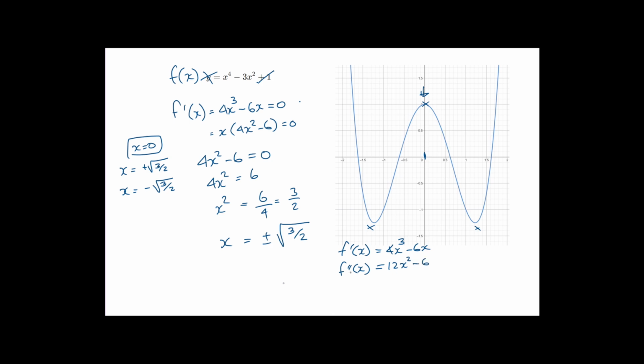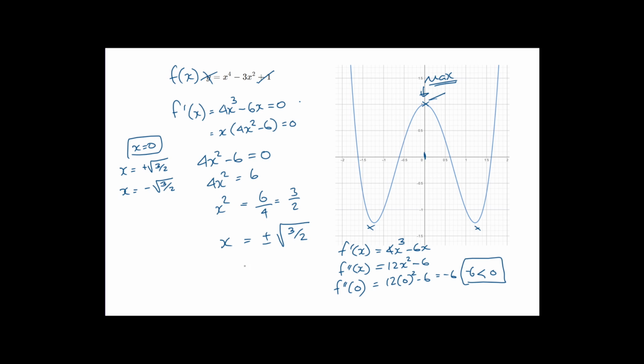If we set x equals 0 in f dash dash, we're going to get 12 times 0 squared minus 6, which is negative 6. Now negative 6 is less than 0, so therefore this must be a maxima, and sure enough we have a maxima here.